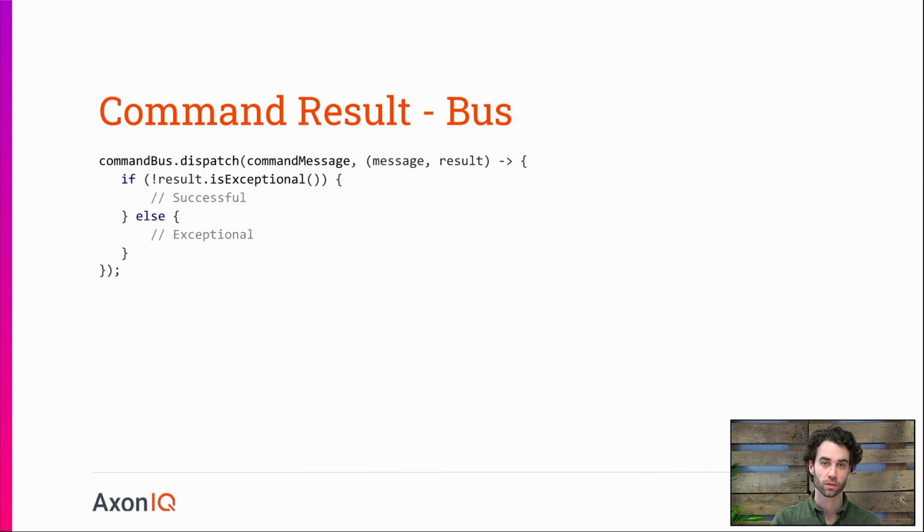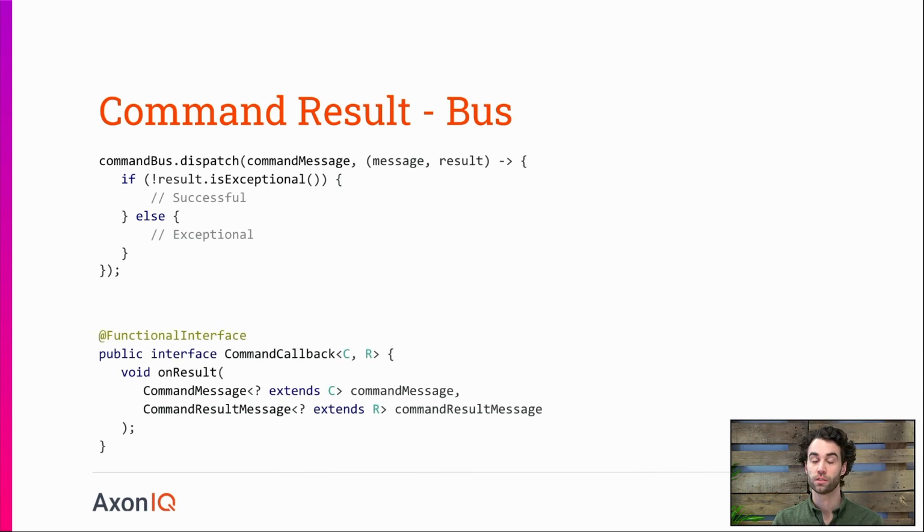To get a feel for what the command callback looks like, here is the functional interface, having just a single method, on result, giving you the original command message and the command result message, carrying the result of command handling.